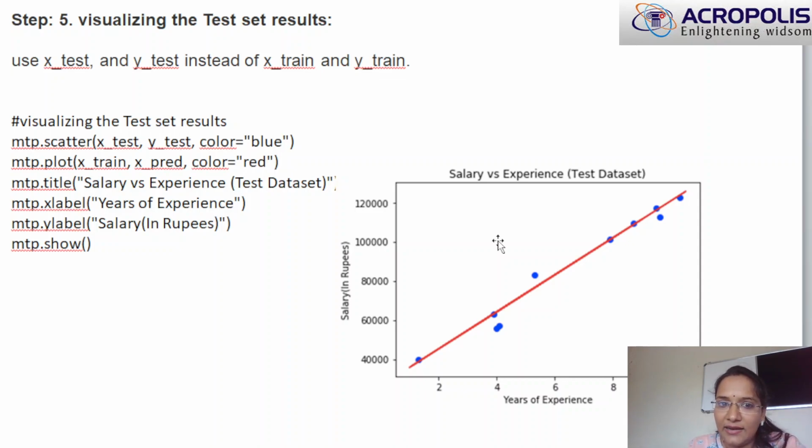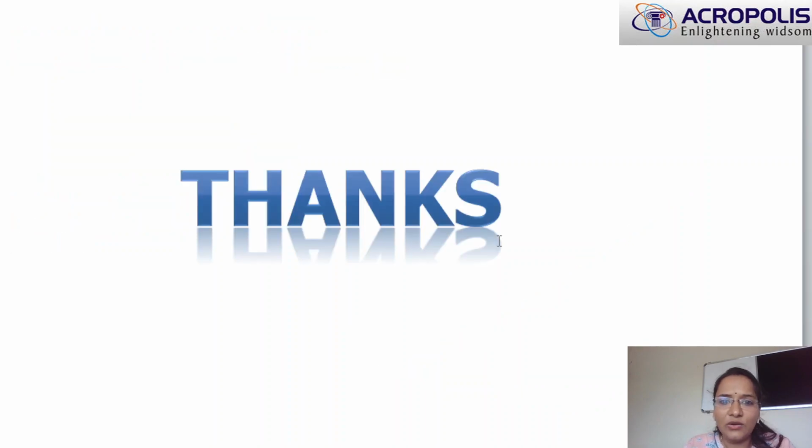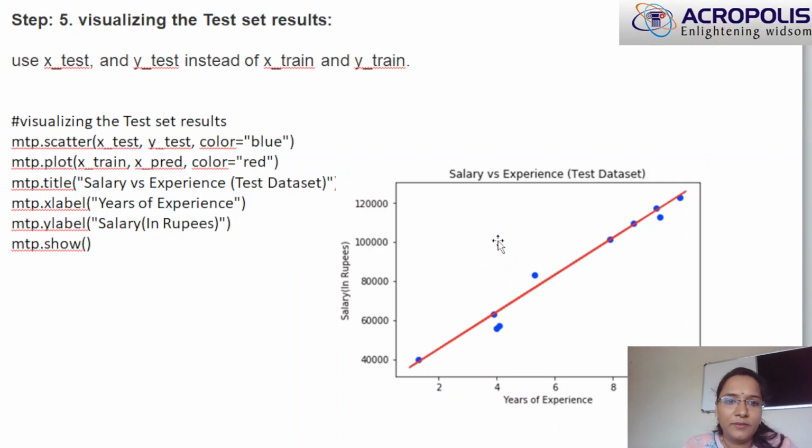Again, the title is salary versus experience. The xlabel is years of experience. The ylabel is salary in rupees. And with the help of the mtp.show function, we are trying to show this. This is how linear regression in machine learning works. Thank you.